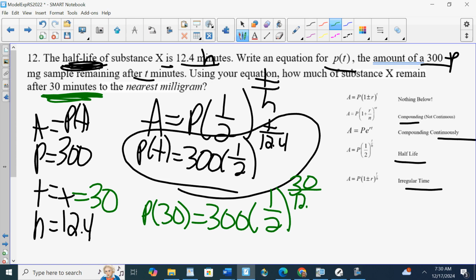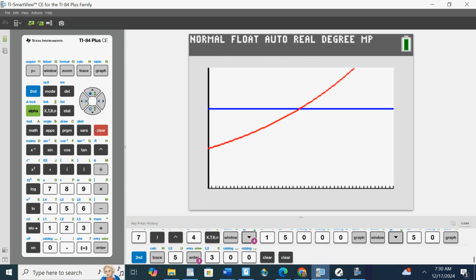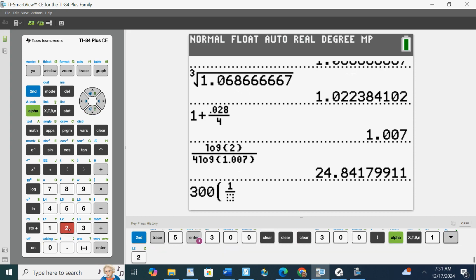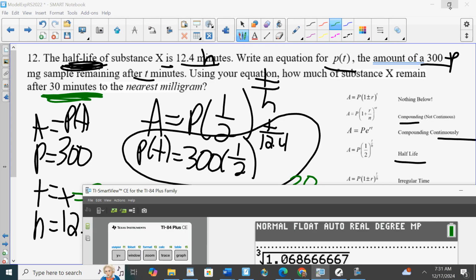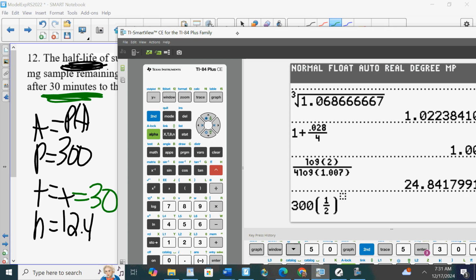Now, since there's no variable to solve for on the right-hand side, I don't have to do algebra. I can just type in 300, 1/2 to the power of 30 over 12.4.